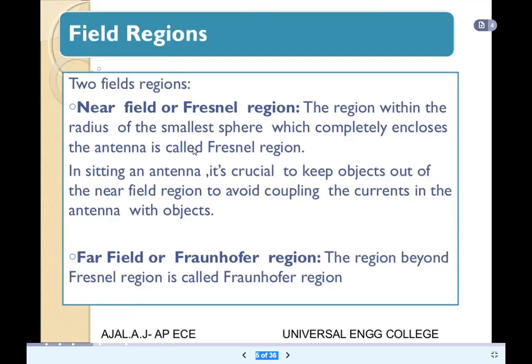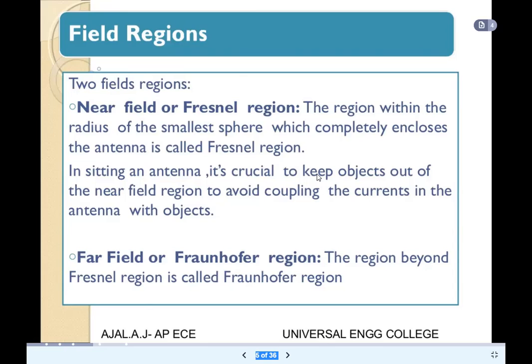This is the near field region or Fresnel region. Then we see what is meant by near field region. This region is within the radius of the smallest sphere, that is, in the radius of the small sphere, and this is completely enclosed in the antenna. This is called the near field region or Fresnel region.